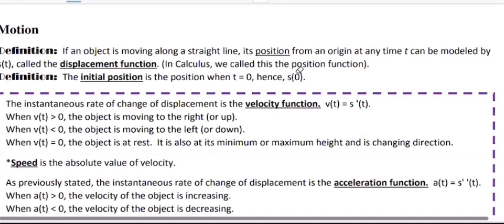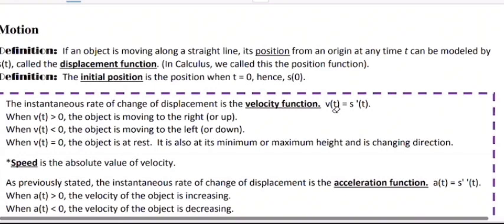Now, we can actually define the velocity function in terms of the displacement function. So when I differentiate the displacement function with respect to time, that will give me velocity. And that's why we call velocity the instantaneous rate of change of the displacement. When you have a displacement function as a function of time and you differentiate that, that will give you the velocity at time t.